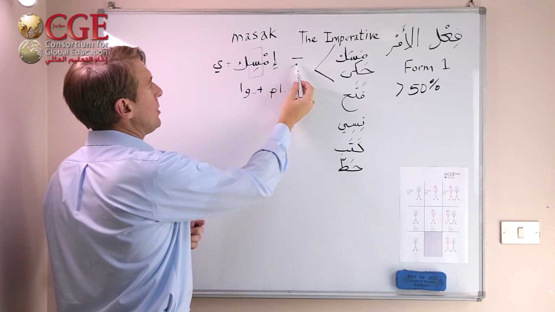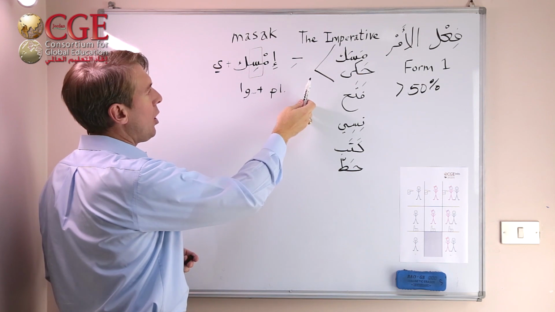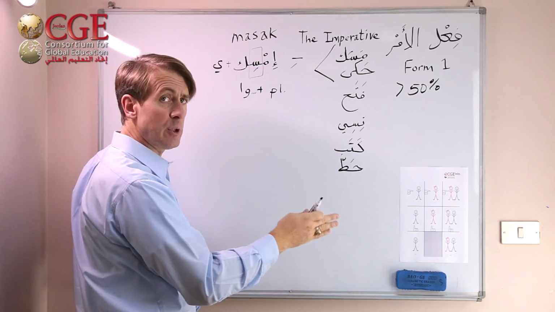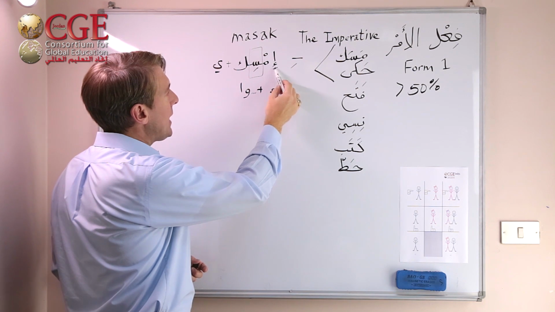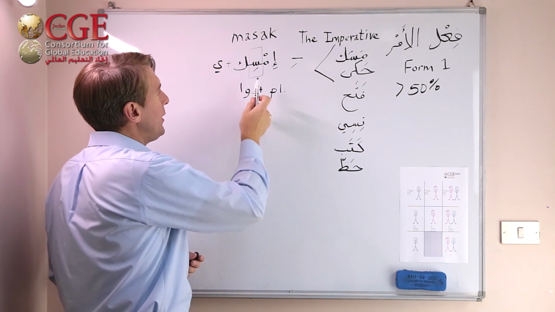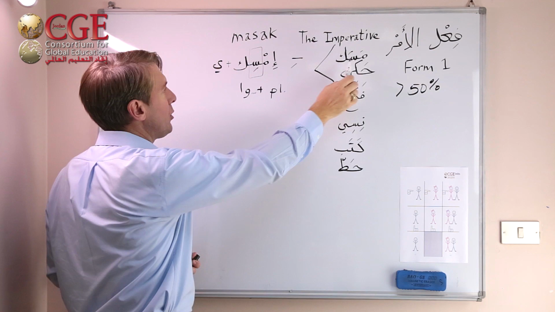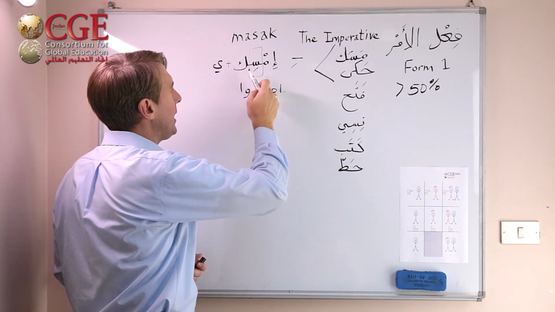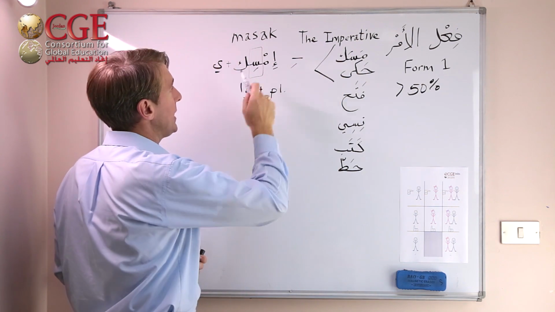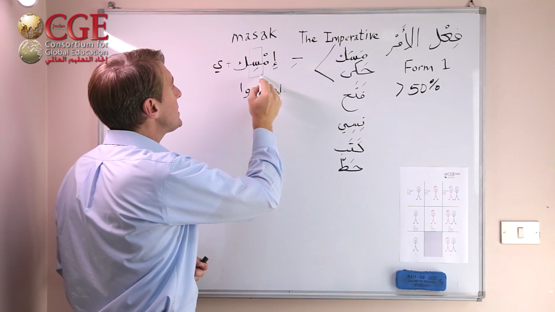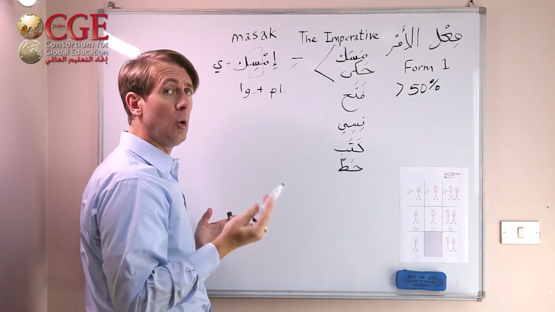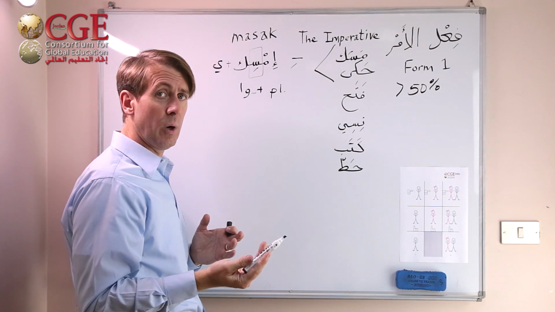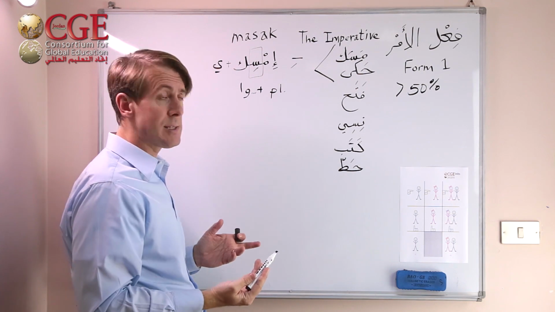Let's look at it here. What's going to happen on the command form for Form 1 is you're going to add an aleph with a hamza and that kesra. Then you put a sukoon on the first letter and a kesra on the second. This is what's going to change depending on the verb. You have to know what each Form 1 verb might take. You have to memorize it.